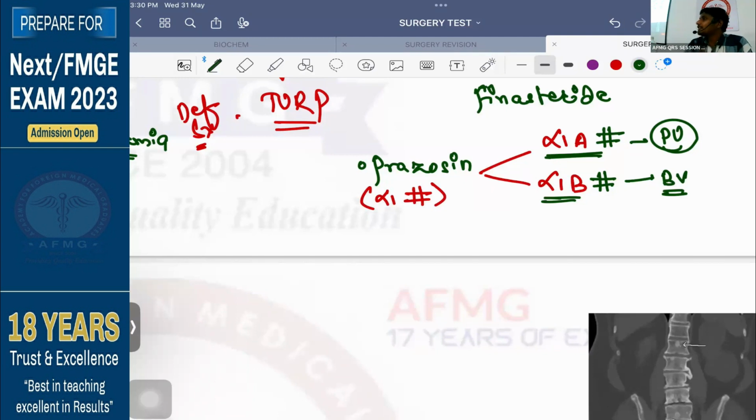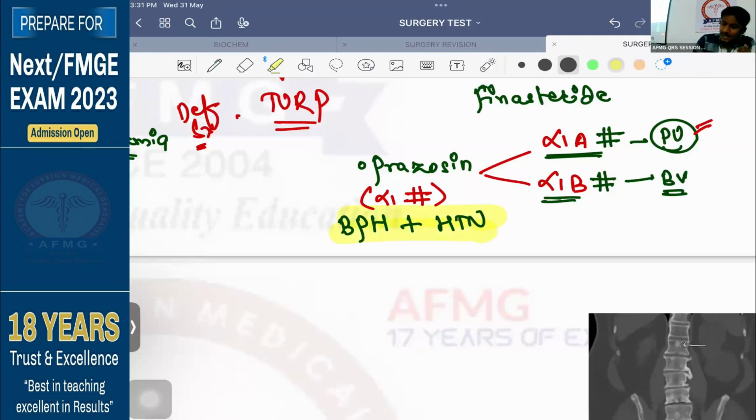ठीक है? If a person is normotensive, उसमें कोई hypertension नहीं है, तो उसमें tamsulosin use करो, because tamsulosin will only act on these prostatic urethra. But अगर patient में ऐसा दिया है कि a patient is suffering from BPH, along with that he is hypertensive, तो उसमें तो blood pressure भी कम करना है. So in this case, definitely the drug of choice becomes prazosin.